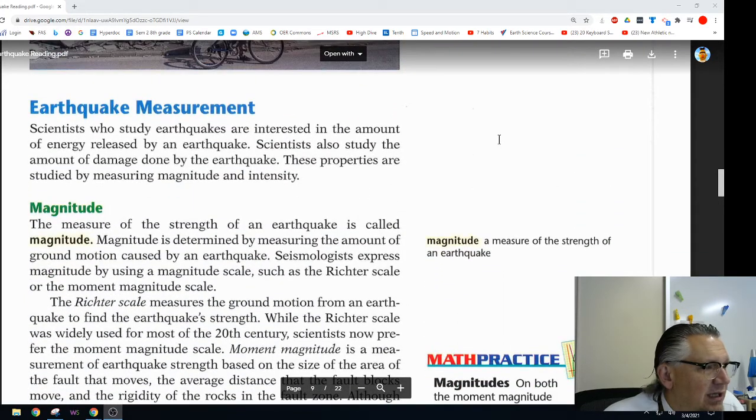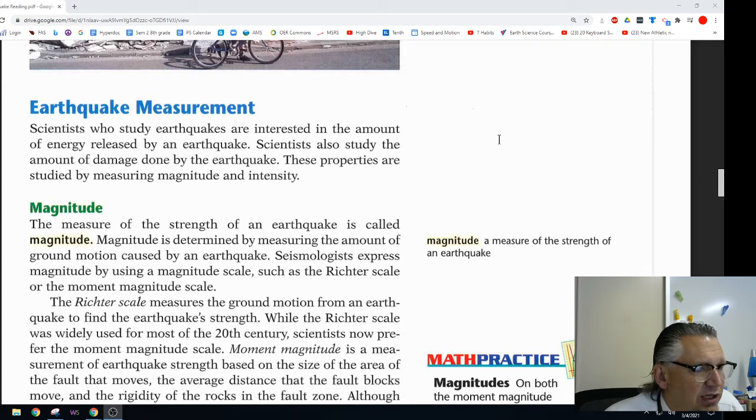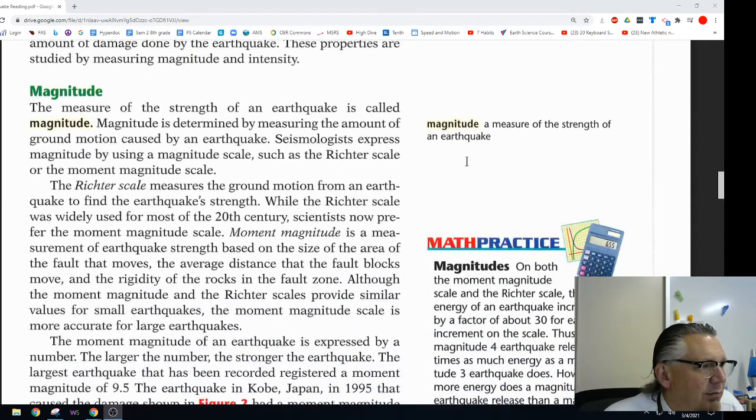Earthquake measurements. Scientists who study earthquakes are interested in the amount of energy released by an earthquake. Scientists also study the amount of damage done by the earthquake. These properties are studied by measuring magnitude and intensity. Magnitude is the measure of the strength of an earthquake. Magnitude is determined by measuring the amount of ground motion caused by an earthquake. Seismologists express magnitude by using a magnitude scale, such as the Richter scale or the moment magnitude scale.